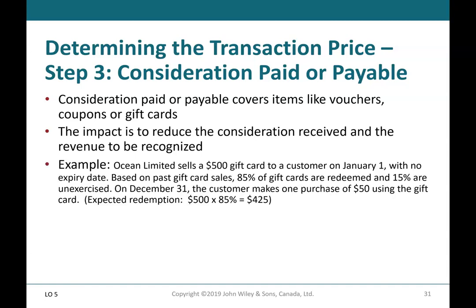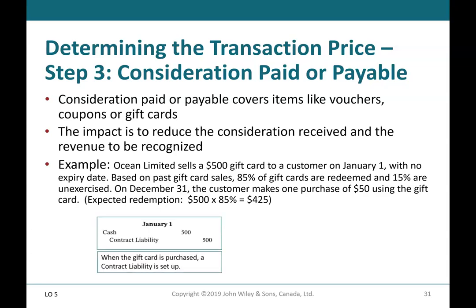Example, Ocean Limited sells a $500 gift card to a customer on January 1st with no expiry date. Based on past gift card sales, 85% of gift cards are redeemed and 15% are unexercised. On December 31st, the customer makes one purchase of $50 using the gift card. Expected redemption, 500 times 85% equals $425.